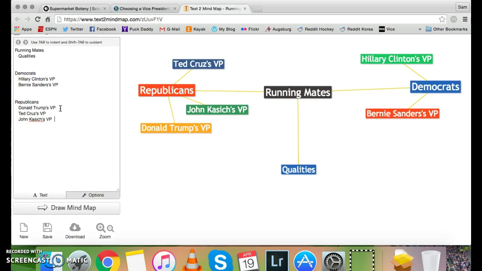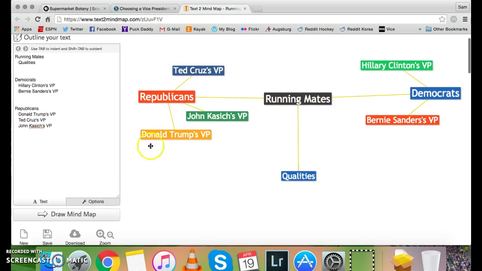So what I did was put running mates in the middle. We have qualities right here, so running mate qualities, anything that they want to see in a running mate, in a possible VP nominee, they can add to this qualities section.